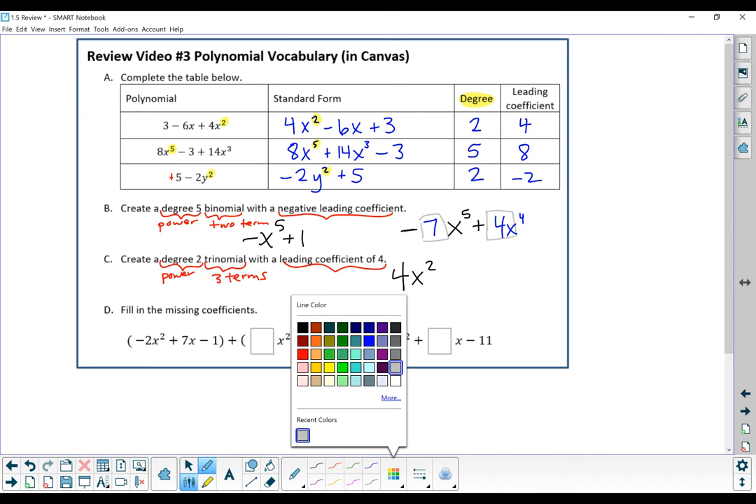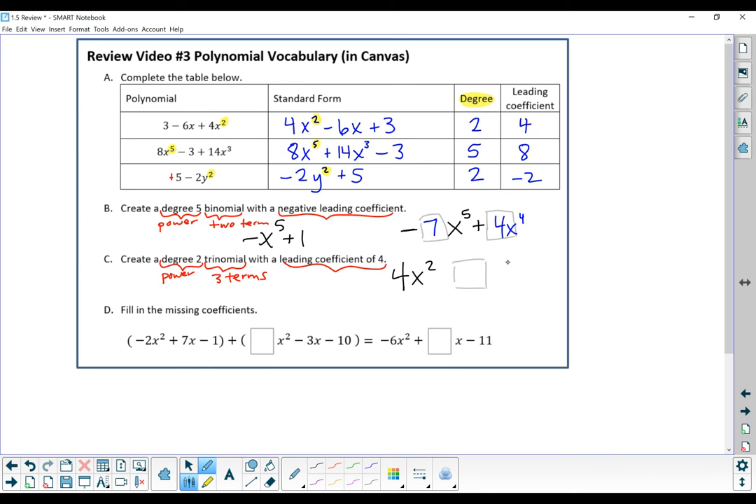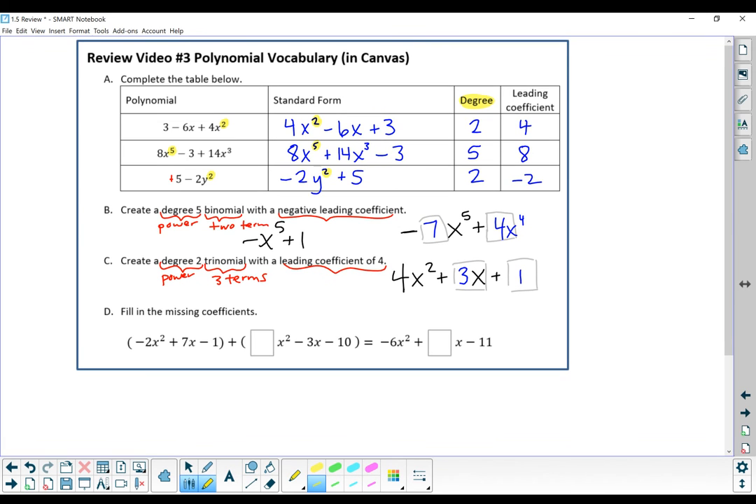This is a trinomial, so we have to make sure we get 3 terms in it. And since the squared has to be the highest power, this term will just have to have a power 1, and my last term will have to be a constant, because I can't have like a power 3 or a power 5 or anything. Otherwise, it wouldn't be degree 2. It would be that higher degree. So again, you could put whatever coefficients here that you want, maybe a 3 and a 1 or whatever. Doesn't matter, as long as your answer has 3 terms, leading coefficient of 4, and the highest power needs to be 2.